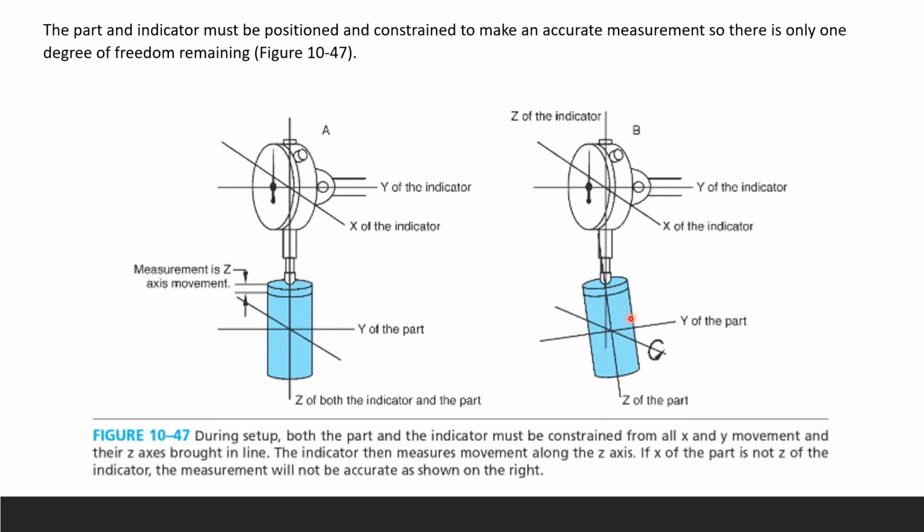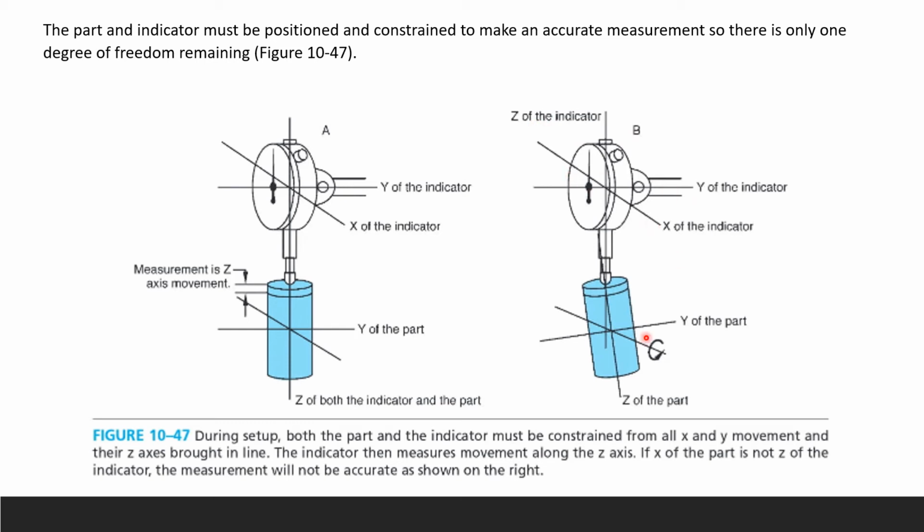Both the part and the indicator must be constrained from all x and y movement; we don't want x and y movement, we want to get rid of it. And their z-axis must be brought in line. The indicator then measures movement along the z-axis only. So if the z-axis of the bar is not the z-axis of the indicator, the measurement is not going to be accurate. As shown on the right, this is not accurate.